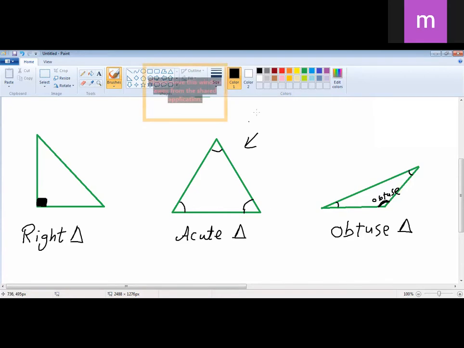Okay, now let's learn more. How can we classify triangles? How can we describe triangles?